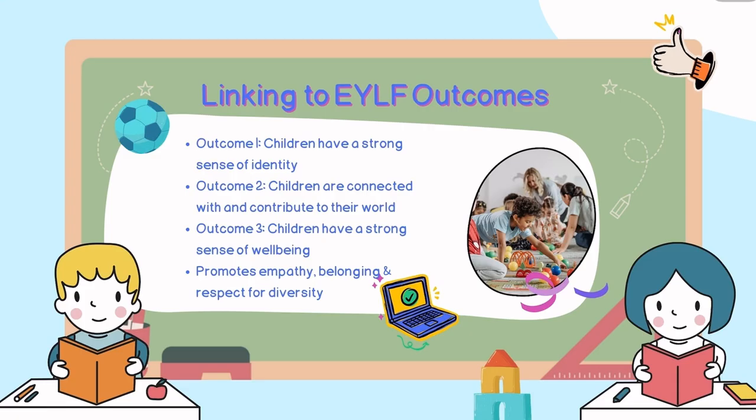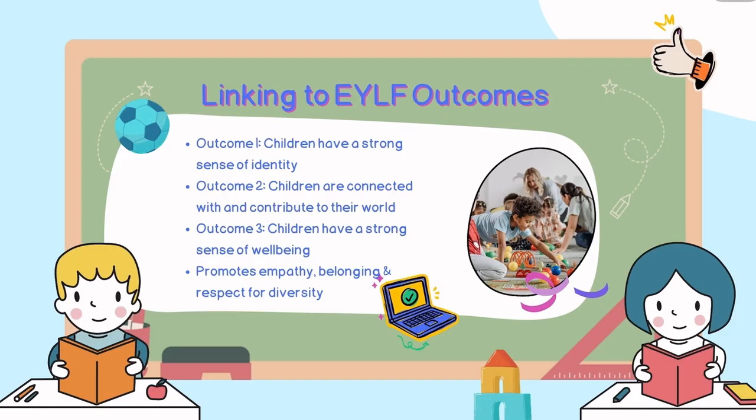So, linking to EYLF outcomes. Firstly, outcome 1, children have a strong sense of identity. This is supported through discussions about belonging and personal experiences. Children are supported to feel safe, secure, and valued within the learning environment. Secondly, outcome 2, children are connected with and contribute to their world. Both books encourage children to recognize diversity, develop empathy, and practice inclusive behaviors. This supports children to understand fairness and respect within their community.